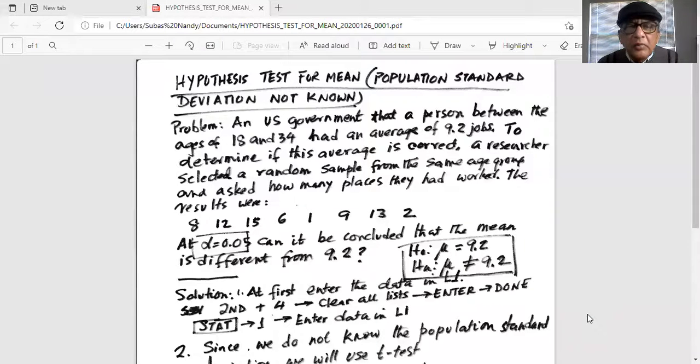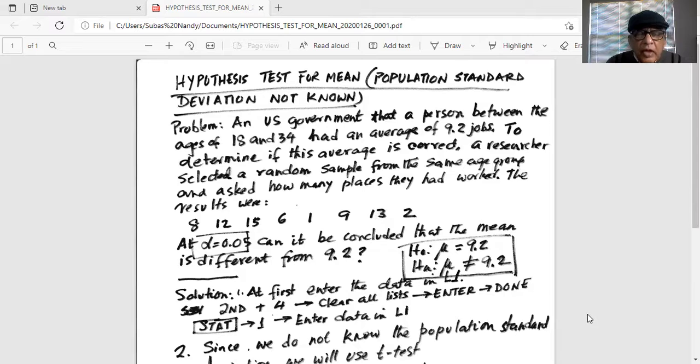Hypothesis test for mean, population standard deviation not known. US government results state that a person between the ages of 18 and 34 had an average of 9.2 jobs. To determine if this average is correct, a researcher selected a random sample from the same age group and asked how many places they had worked. The results were, there are 8 numbers because they sampled 8 people randomly.